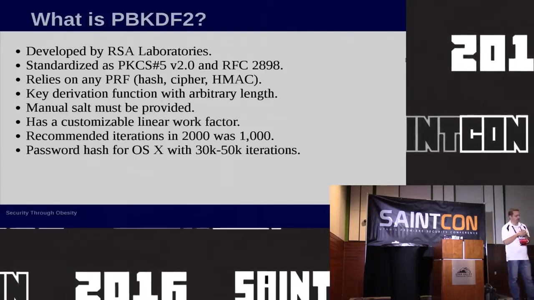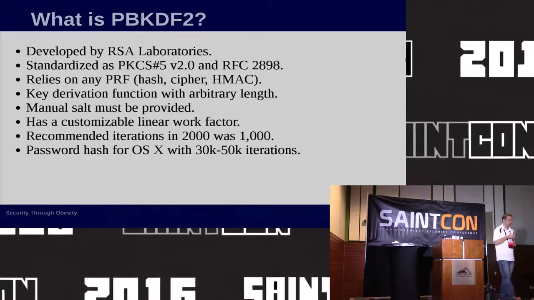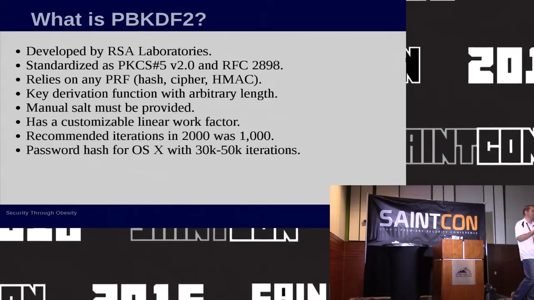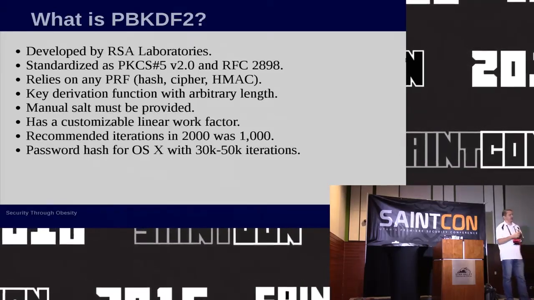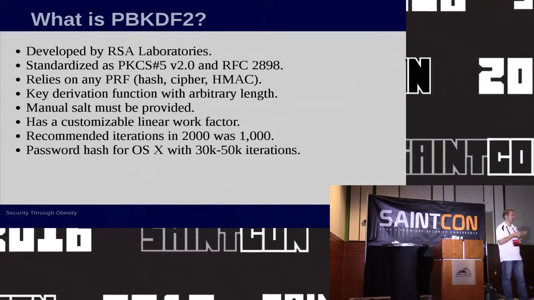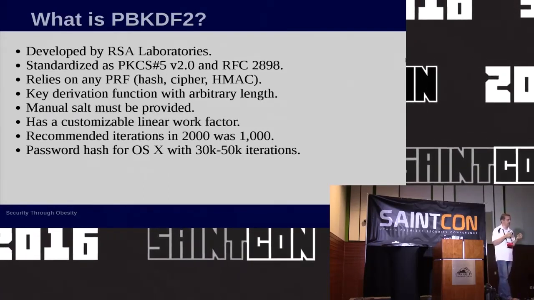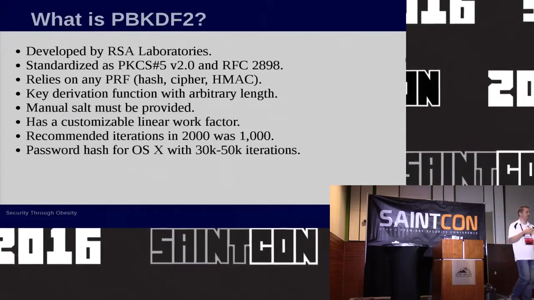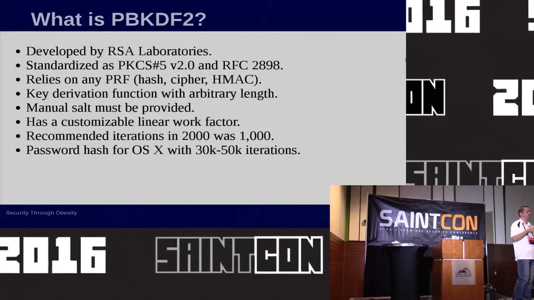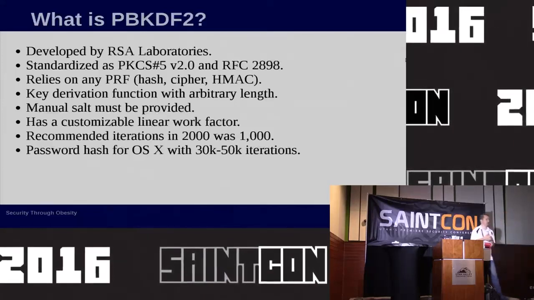It has a cost factor. It's a linear cost factor. It's completely programmable, but the recommended iterations in 2000 was 1,000 iterations. Well, that's not really sufficient given today's password cracking machines. OS 10 right now actually randomizes that cost factor. If you have an OS 10 machine, OS 10 uses PBKDF2 for their password hash, and they default anywhere between 30 to 50,000 iterations. Again, that number is randomized.